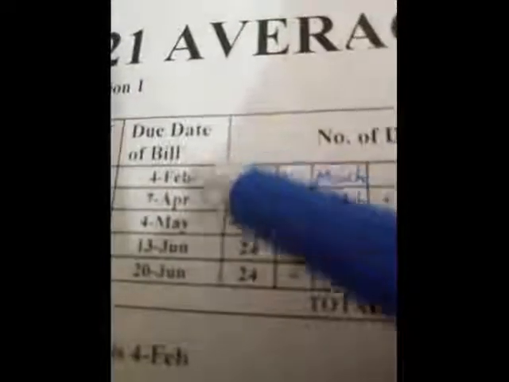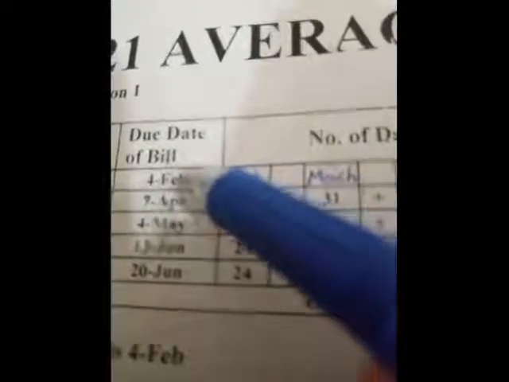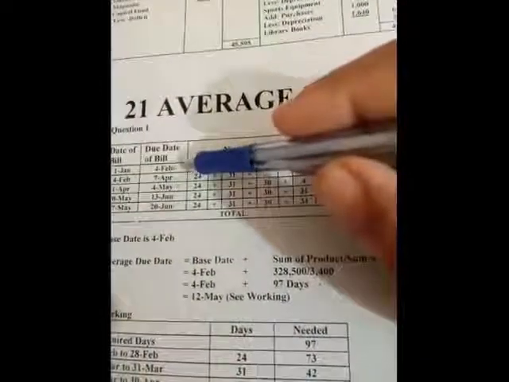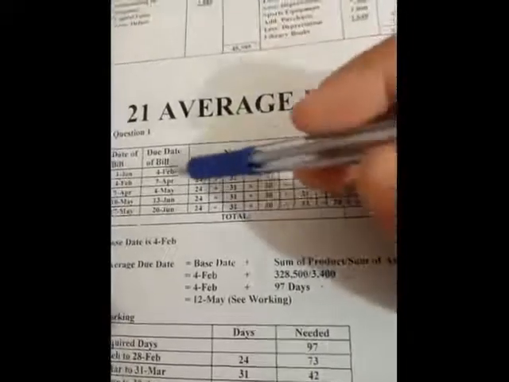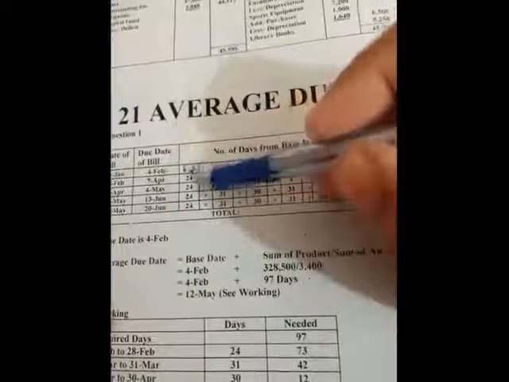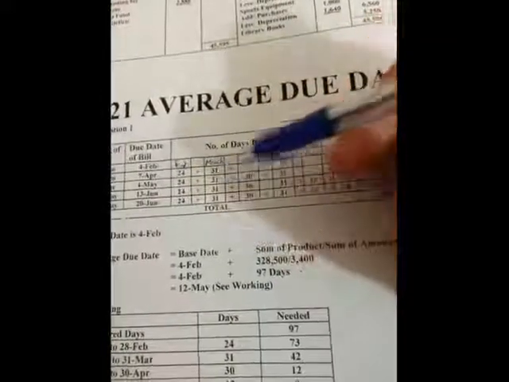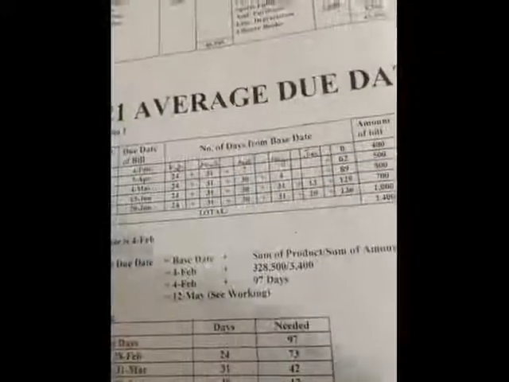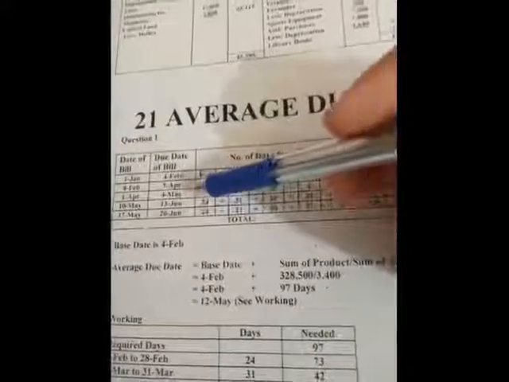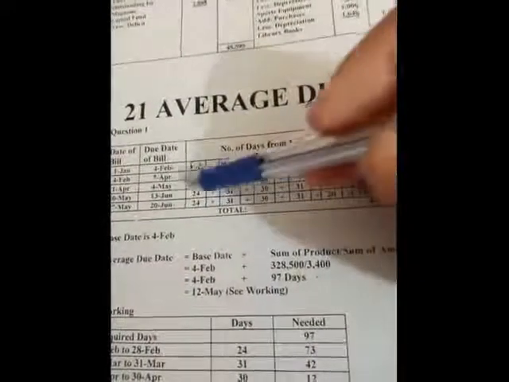Step number 5, we have to calculate the number of days from base date to due date. Base date is 4 February and due date is 4 February, so there are no days between 4 February and 4 February. So 0. Next one is 7 April. There are some days available between 4 February and 7 April, and we have calculated 24 February, 31st March, 7 April and so on. We are left with 762 days. Similarly, we will calculate the number of days for the whole question.